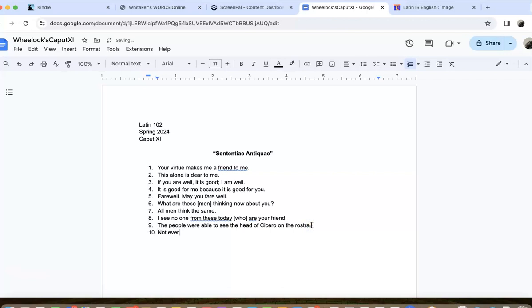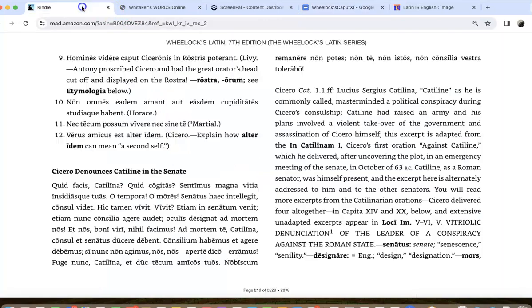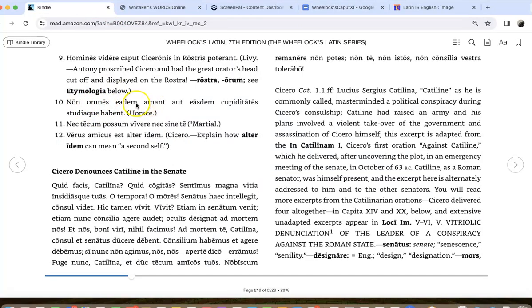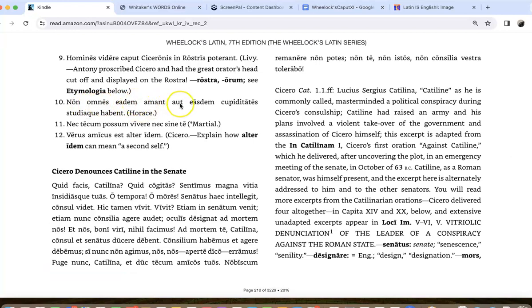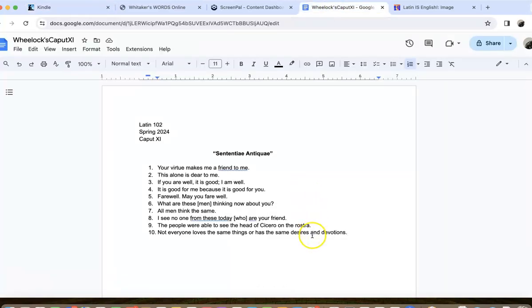So not everyone loves the same things or has the same desires and devotions. So not everyone loves the same things. So non omnis amant eadem. So not everyone loves the same things. Or has, habent, the same desires. They're really like Cupids. The same desires and, did I say or? And devotions. Let me check that there. No, I did say and, okay.